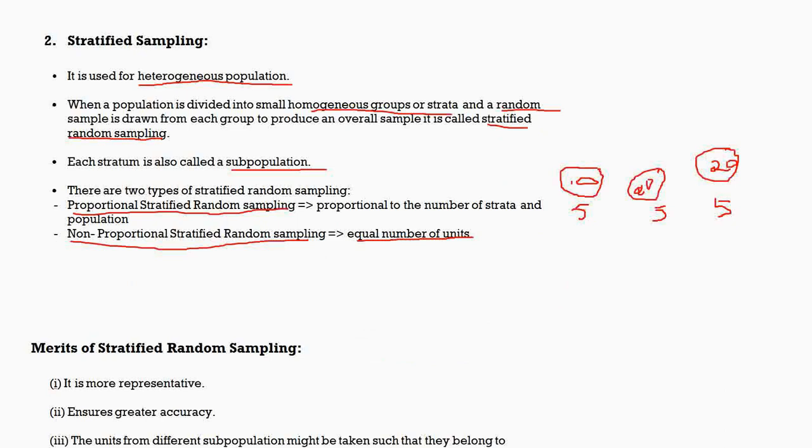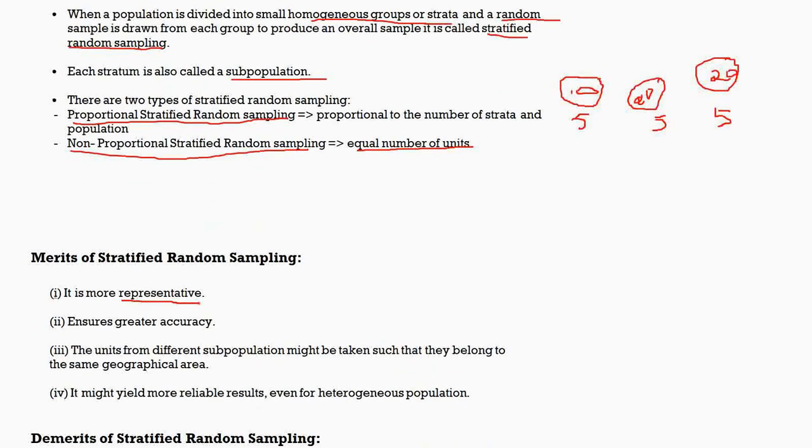Okay, we'll go to the merits first. Here the sample is more representative and thus it has greater accuracy. And the units from different subpopulations may be taken such that they belong to the same geographical area. Like I said in the previous one, if the population is separated into different geographical areas, we can group them such that each stratum belongs to one geographical area. Next, it might yield a more reliable result because we are grouping it and then picking the random sample, even in the case of a heterogeneous population.